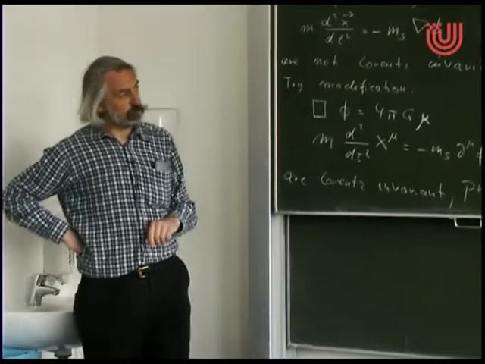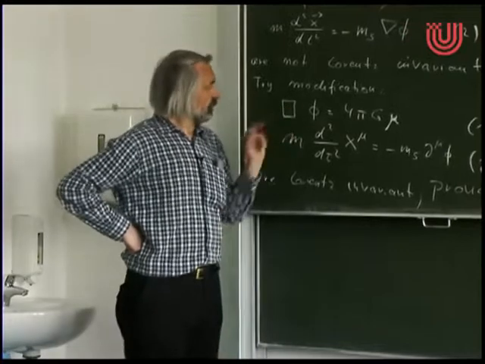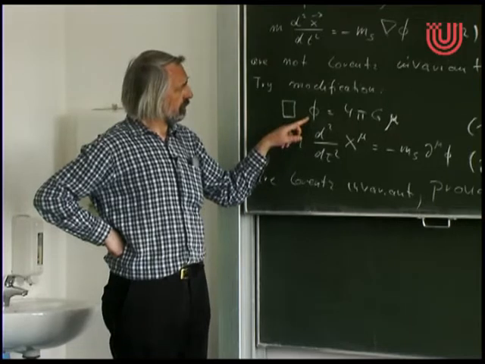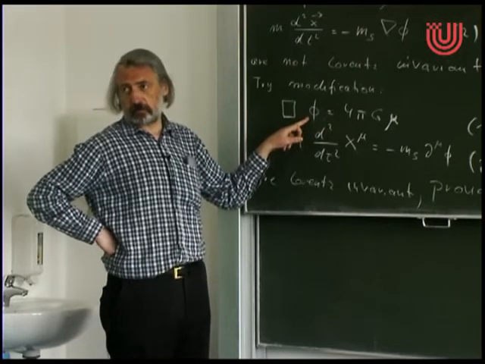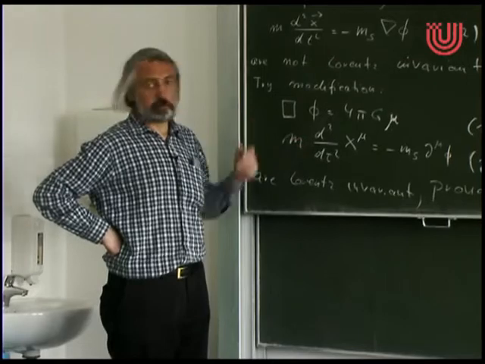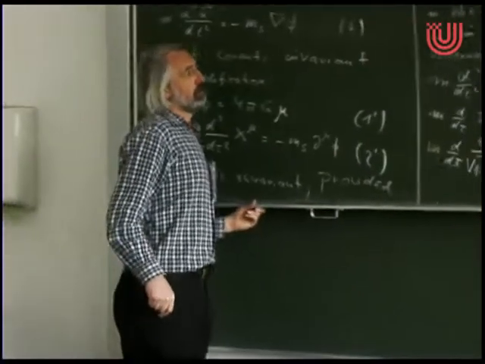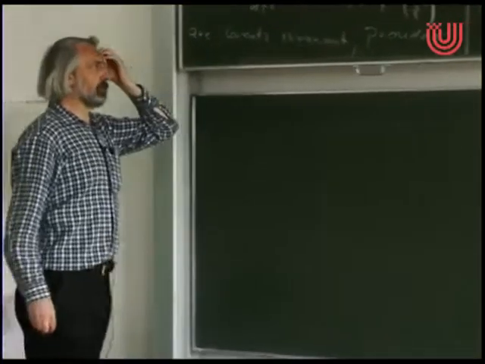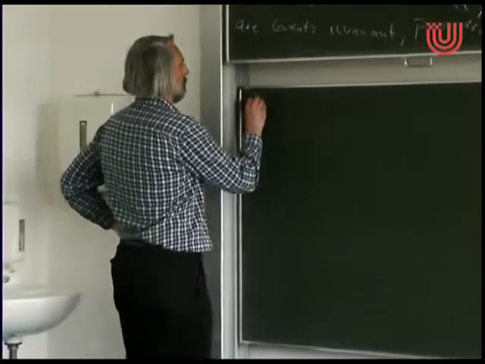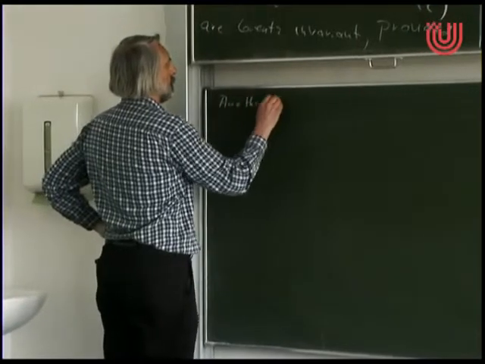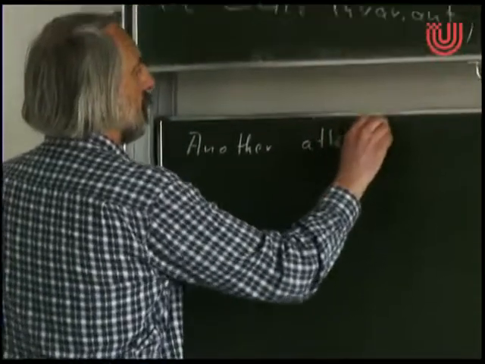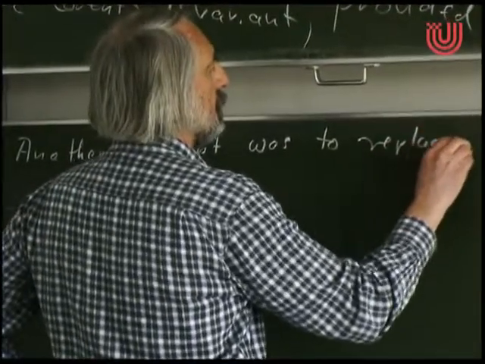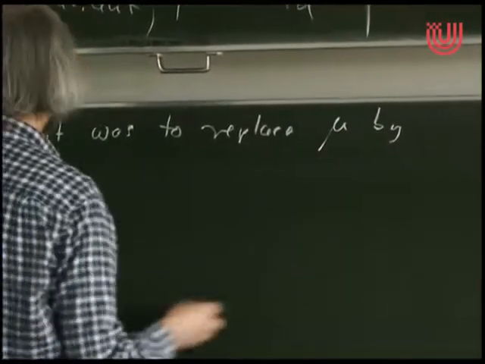So that's the second group of theories which was tried, where we do not try to find a Lorentz invariant scalar theory of gravity, but a Lorentz invariant tensor theory of gravity, where gravity is described by a thing with two indices. So another attempt, and in particular Einstein tried this for quite some while. Another attempt was to replace mu by the energy momentum tensor.